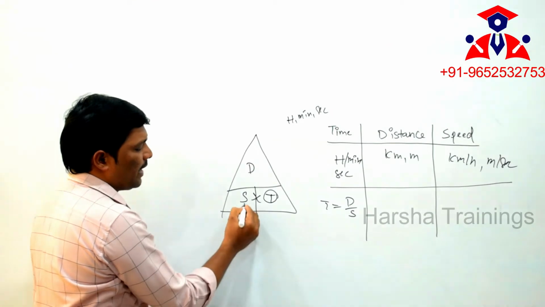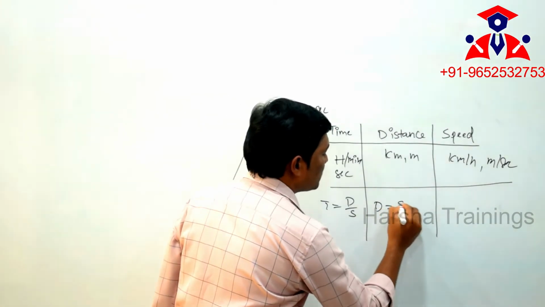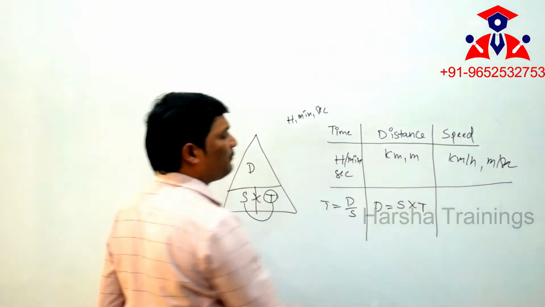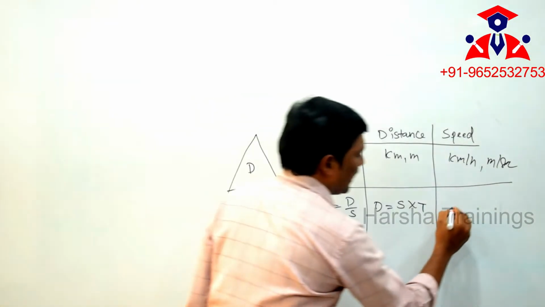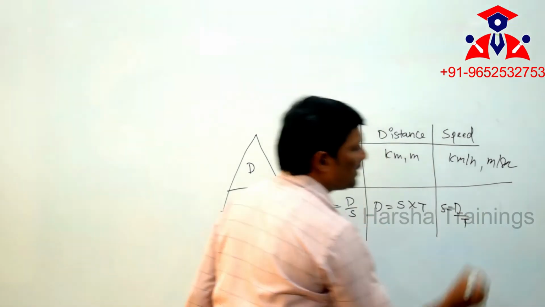For example, I want the distance formula. Just close the distance and the remaining is speed into time. So what is the formula of distance? Speed into time. For example, I want the speed formula. Just close the speed and the remaining is distance by time. So speed is equal to distance by time.